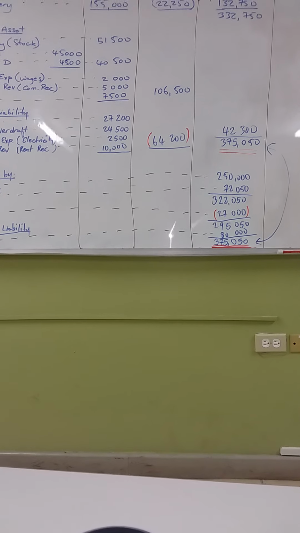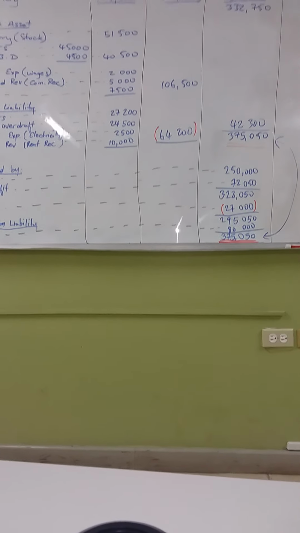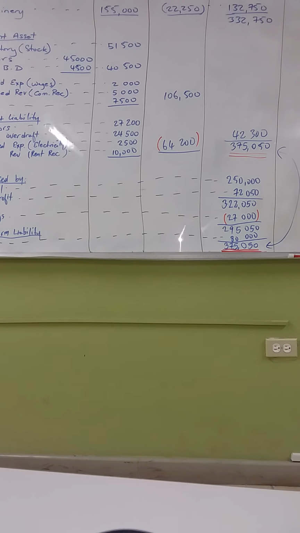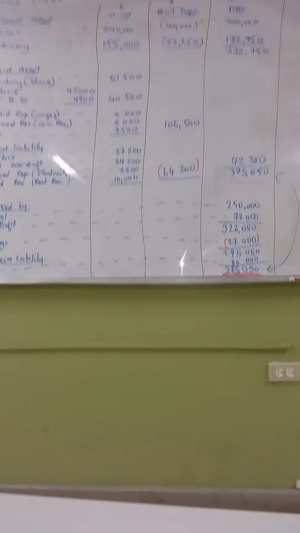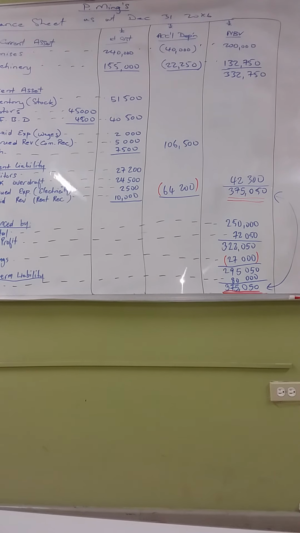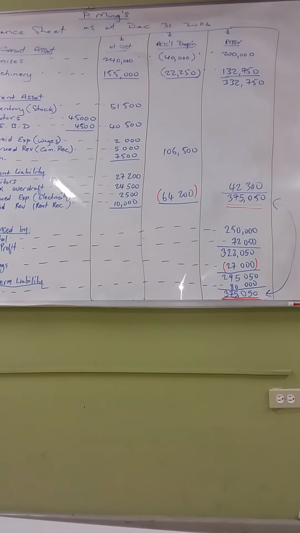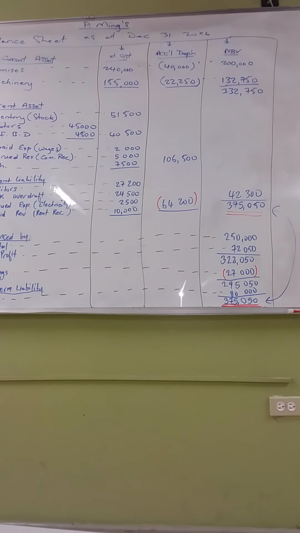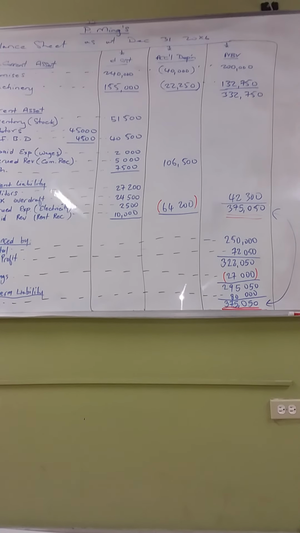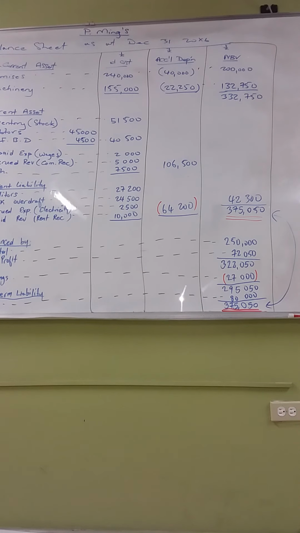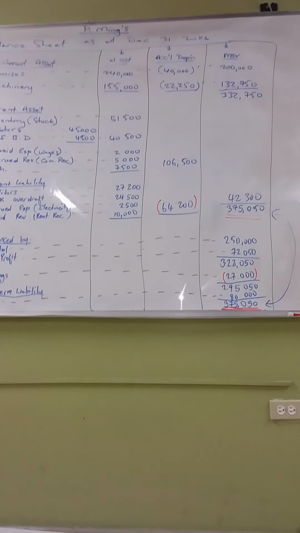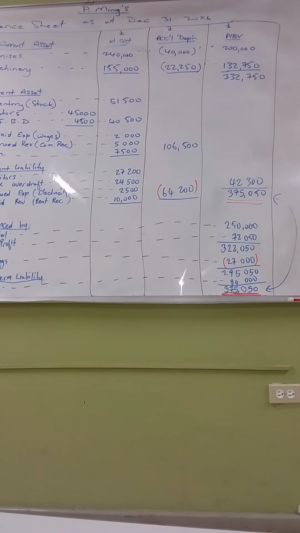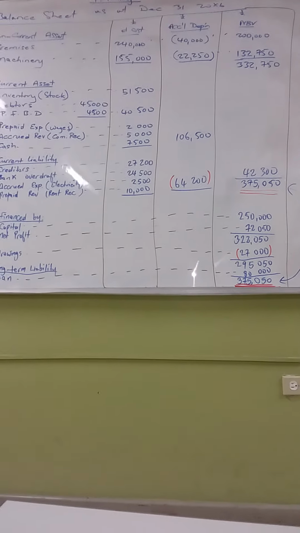42,300, right? So your current asset minus your current liability gives you 42,300. Now that 42,300 is known as your what? Working capital, and that is the figure that you're going to add to your net book value. And the total of your net book value there was 332,750. So when you add those two figures, you get 375,050.